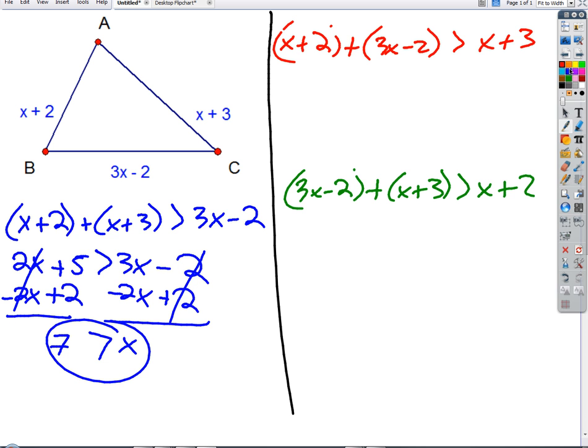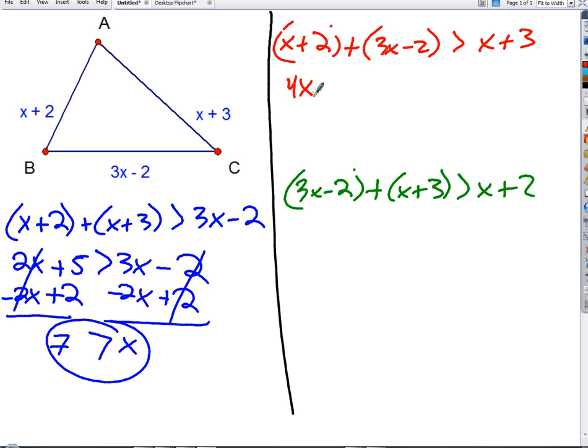If I combine like terms, x plus 3x is 4x, 2 plus negative 2 just goes away. So I get 4x is greater than x plus 3. Now what? Yep, subtract x, good. And I get 3x is greater than 3. Last step? Good, divide by 3.